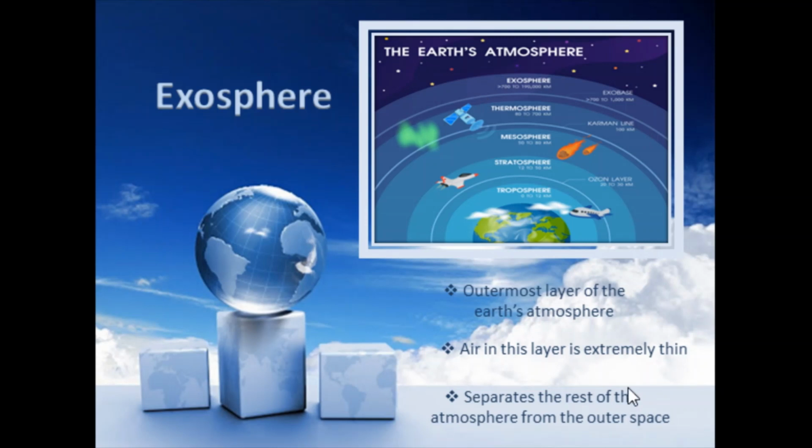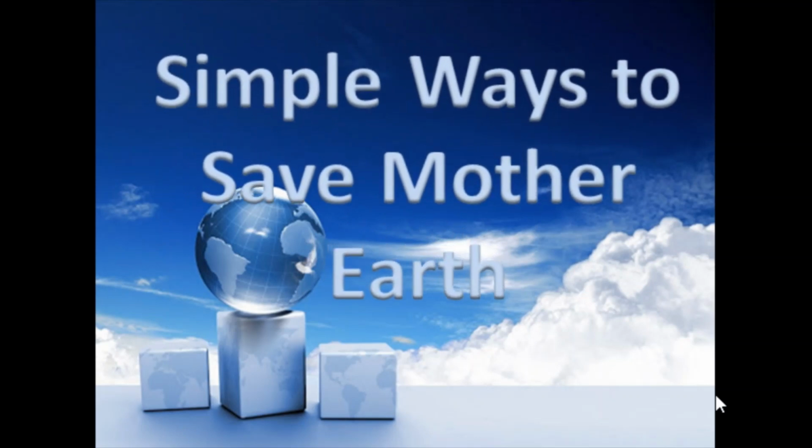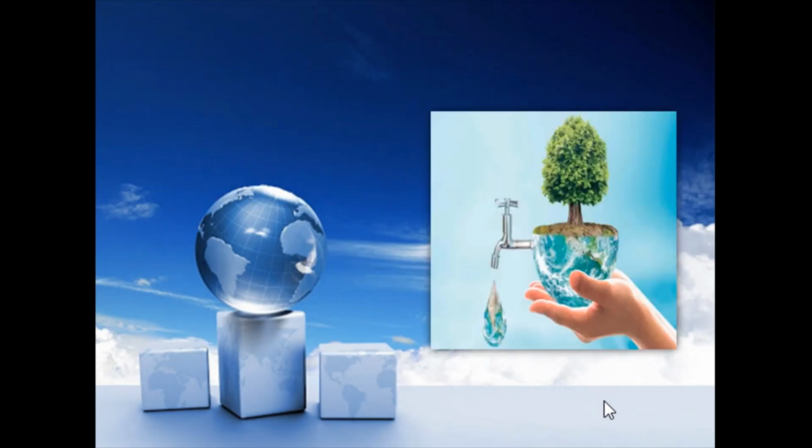If we do not know how to take care of our Earth, it will be destroyed. So, what are the things you are going to do? You are going to take care of it by doing simple ways to save Mother Earth. Like, first, as I have said, we need to conserve water. Repeat after me. Conserve water. Very good. Do not waste water. Instead, conserve and preserve it.